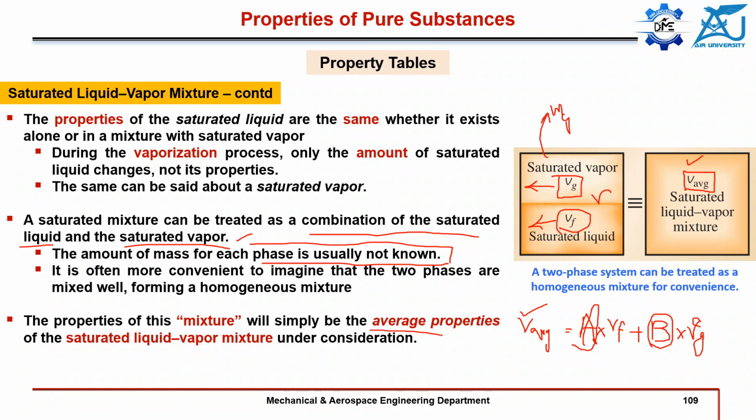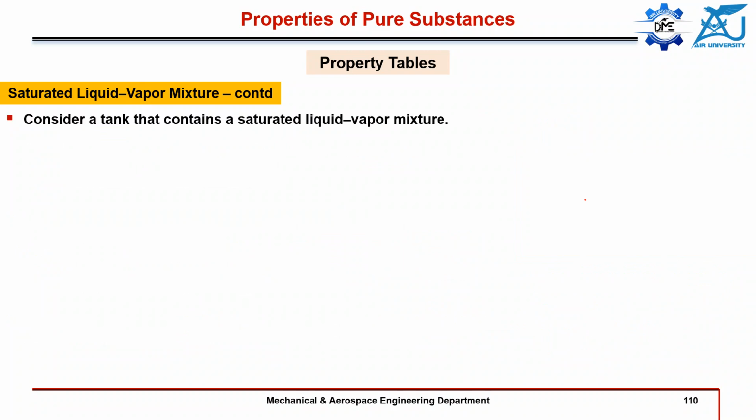Here average property does not mean Vg plus Vf divided by 2. It doesn't mean that. It means weighted average. We will see that further. So it depends upon how much quantity of saturated liquid is present and how much quantity of saturated vapor. Definitely the phase that is greater will have more influence on the properties, right? Okay. So let's see.